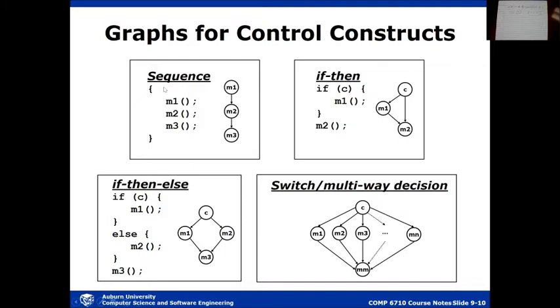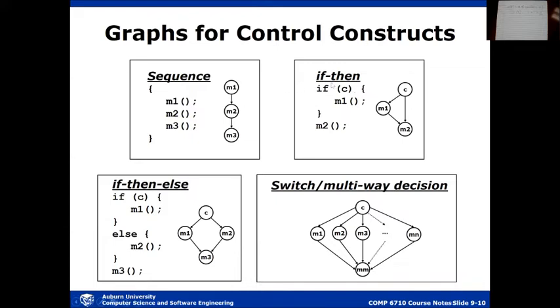So the first one is sequence, right? We have sequential statements, M1, M2, M3. In terms of a graph, there will simply be a series of nodes, M1, M2, M3. Of course, they are directed. It's a sequence, so they will be executed sequentially. Okay, so that's a sequence.